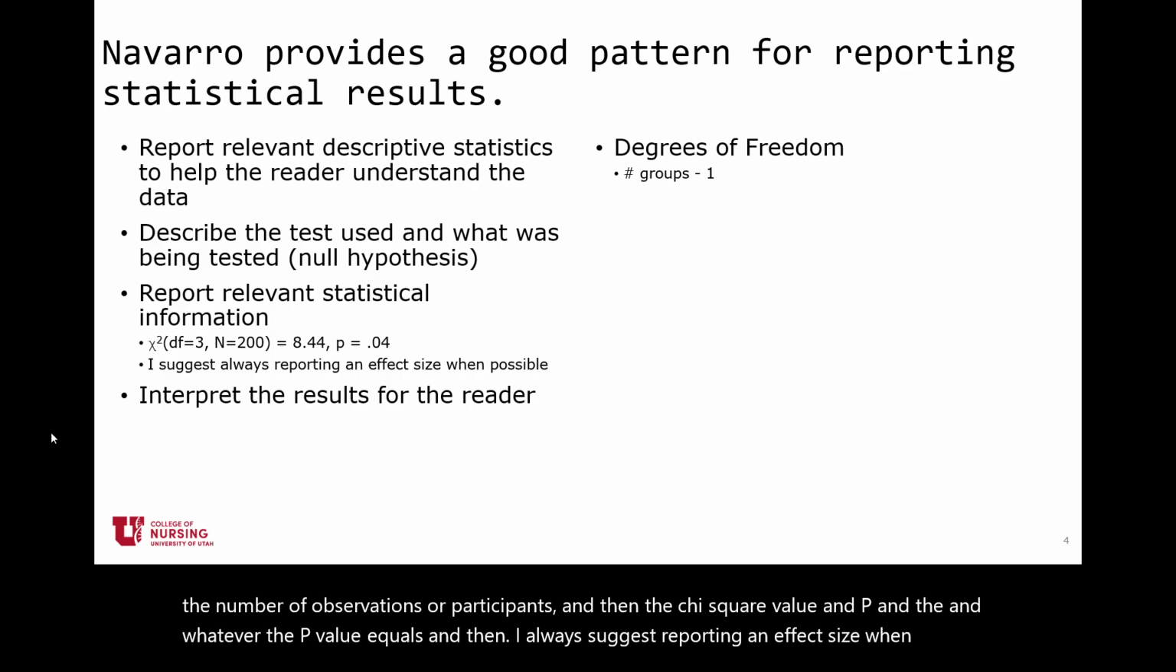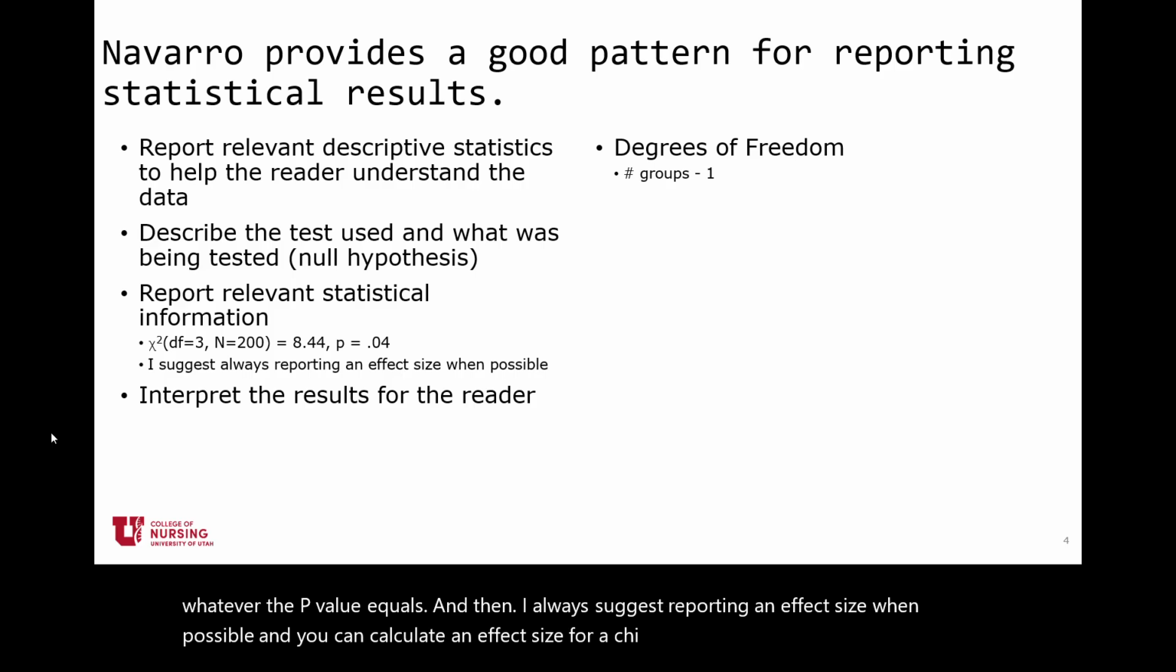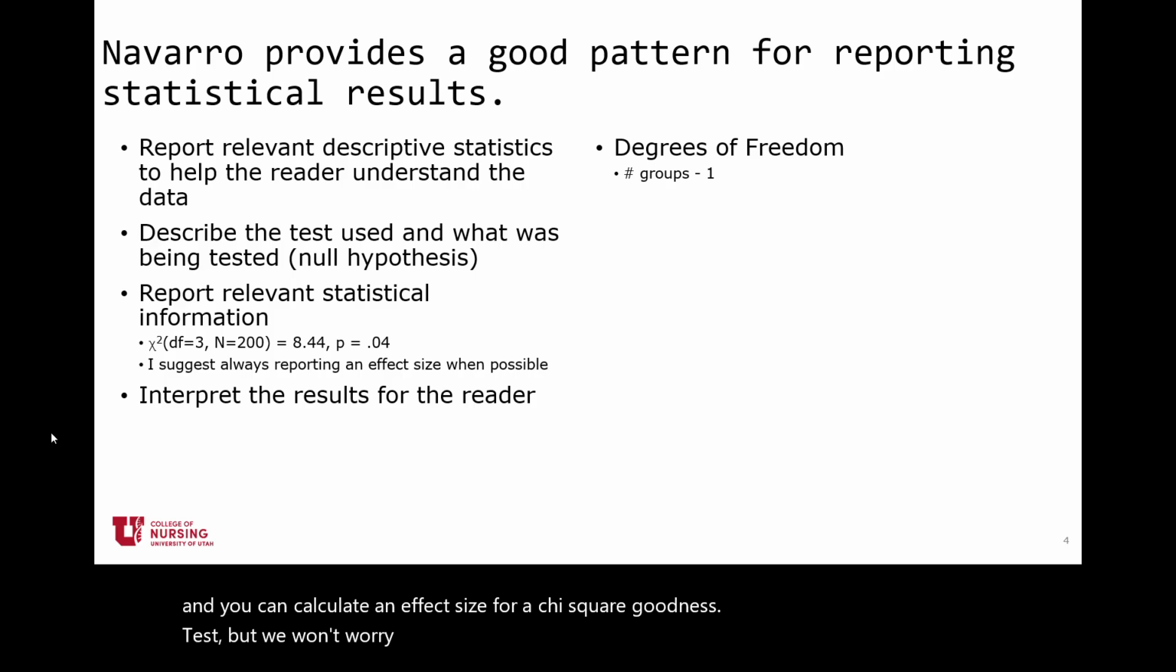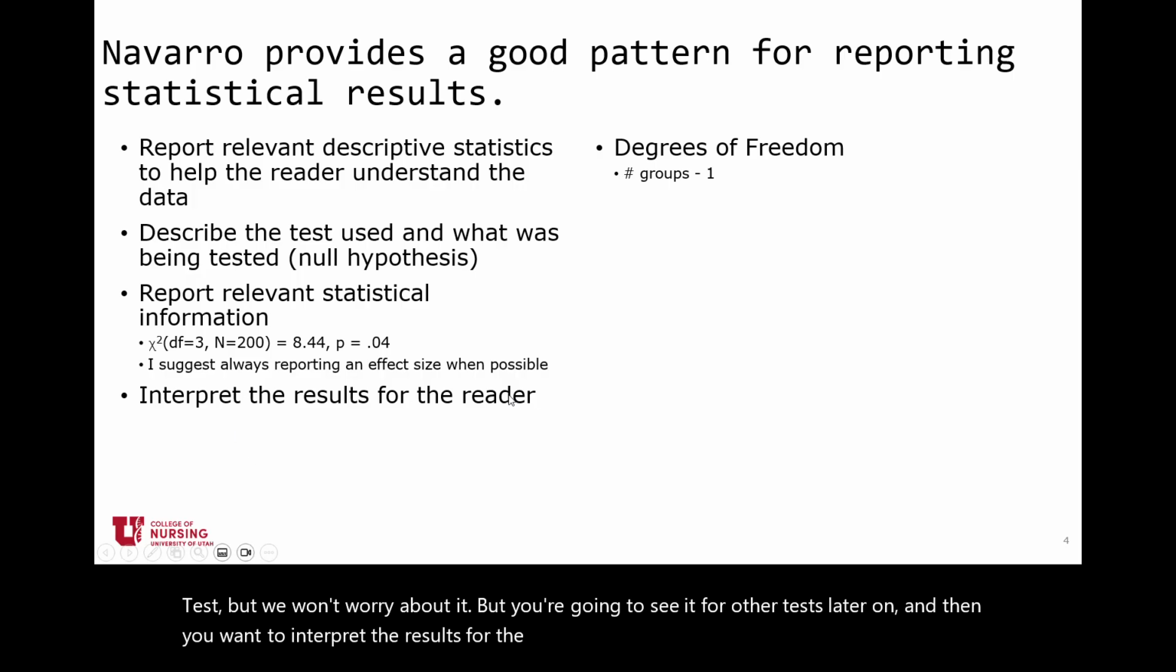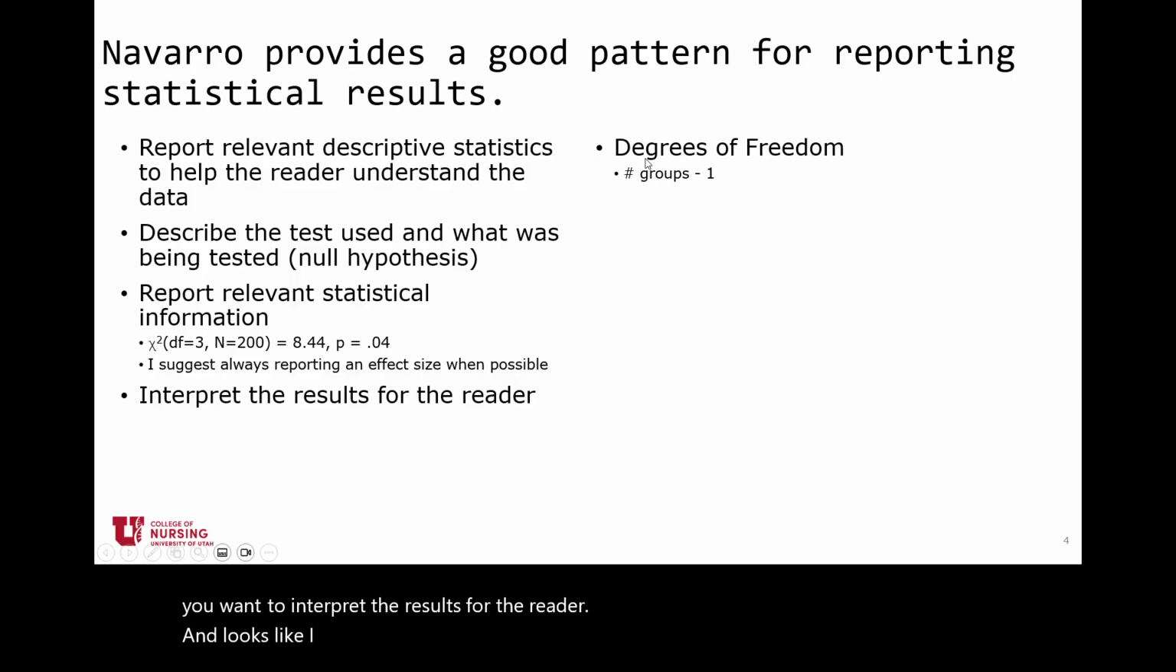And you can calculate an effect size for a chi-square goodness of fit test, but we won't worry about it, but you're going to see it for other tests later on. And then you want to interpret the results for the reader. And it looks like I forgot to delete that from the copied slide, so just ignore that section for the degrees of freedom.